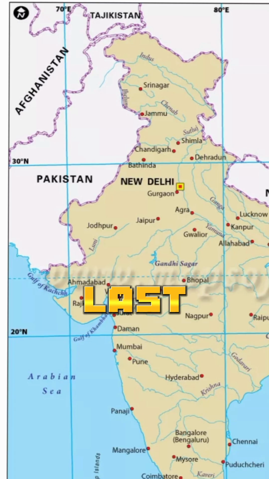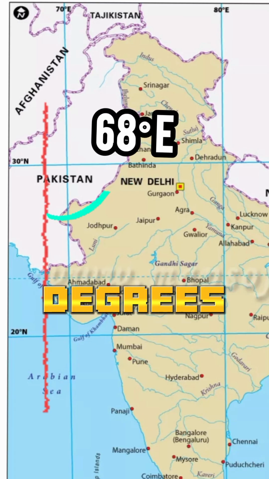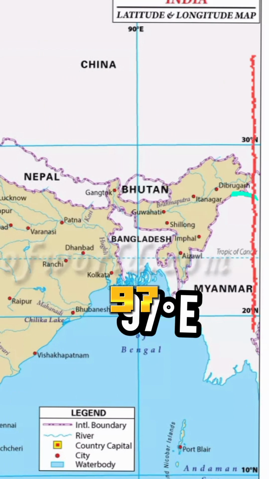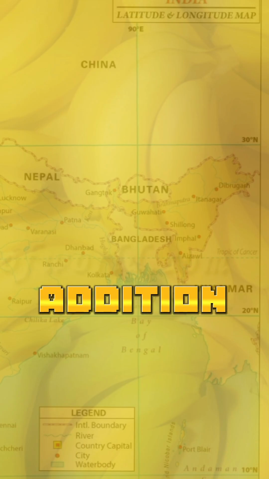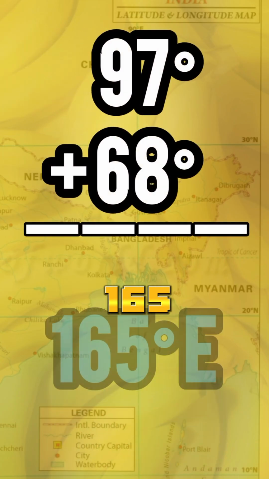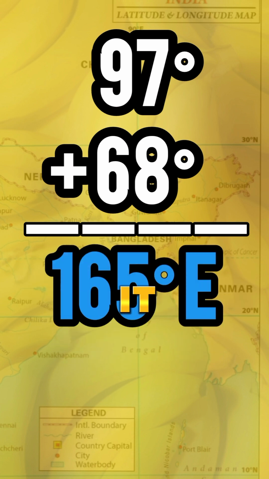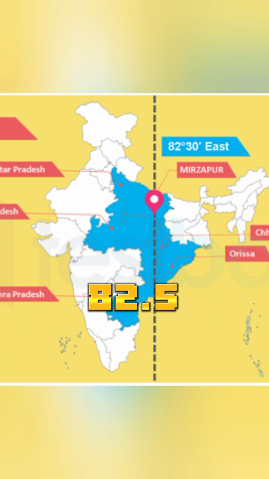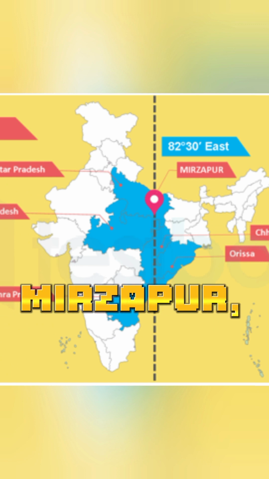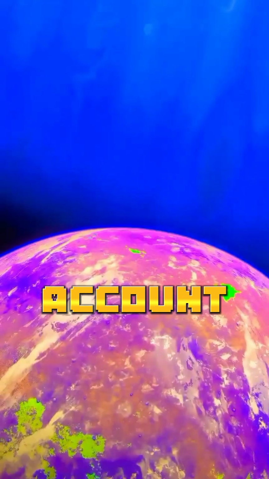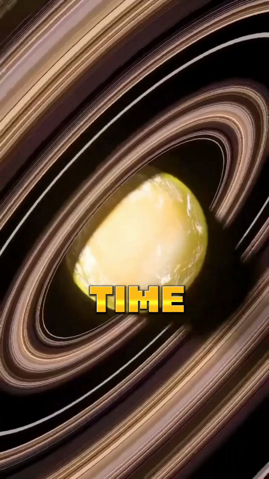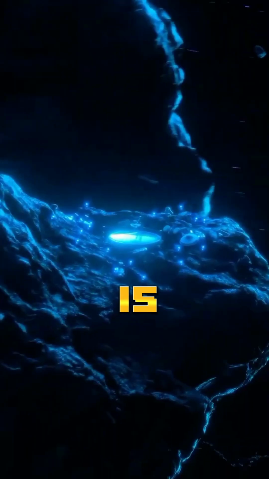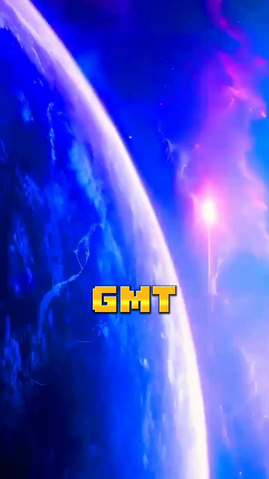In India, the last west longitude is 68 degrees east and the east longitude is 97 degrees east. So the addition of these two longitudes is 165 degrees east. Dividing it by 2 gives 82.5 degrees east. If we look at 82.5 degrees east, it goes through Mirzapur, Uttar Pradesh. Now, if you count according to the GMT zone, the time at 82.5 degrees east is 5:30 pm. When in the GMT zone, it's 12 pm.